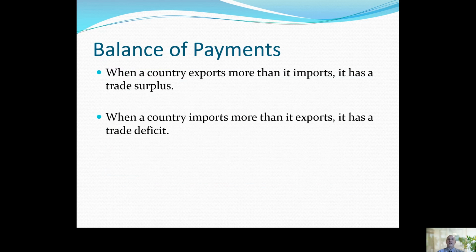So we often look at what's called the balance of payments. Essentially, the balance of payments says that if a country is exporting more than it's importing, it has a trade surplus. That means it's sending to other countries more than it's receiving from other countries. So it's exporting more goods and services than it's importing. It has a trade surplus. On the other hand, if a country is importing more than it's exporting, it has a trade deficit.